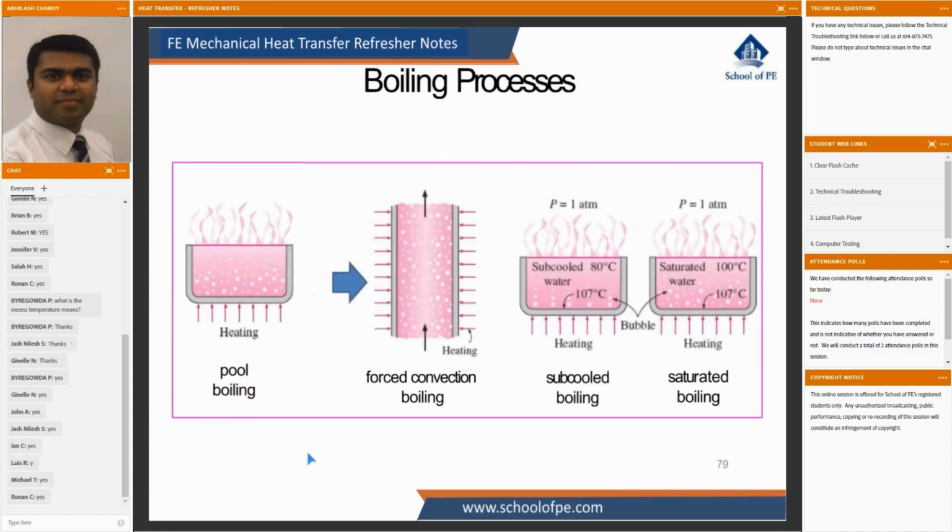So can anybody tell me, if you're talking about water here, what is the saturation temperature at 1 atmosphere? It is 100 degrees C. That's right. It is 100 degrees C for 1 atmosphere. For different pressures, the saturation temperature is different. So for 1 atmosphere, it is 100 degrees.